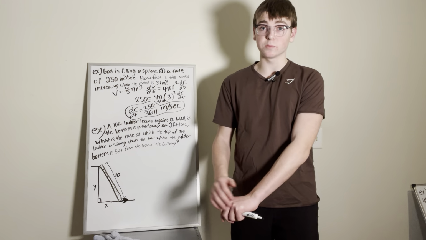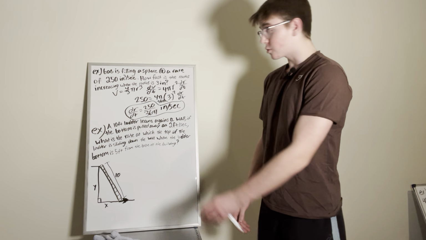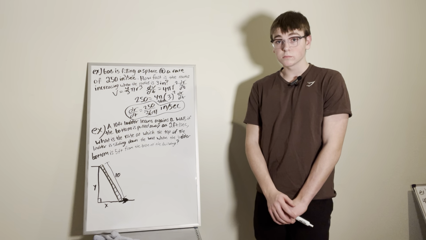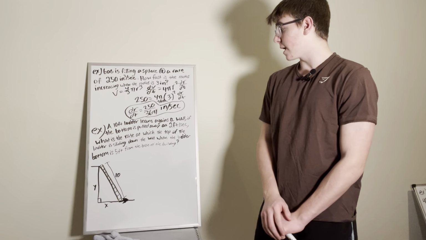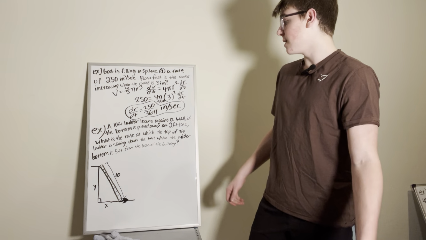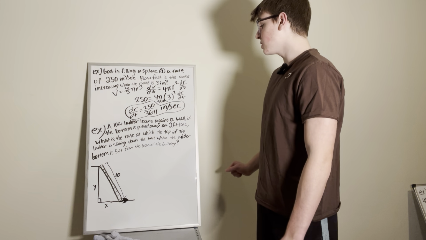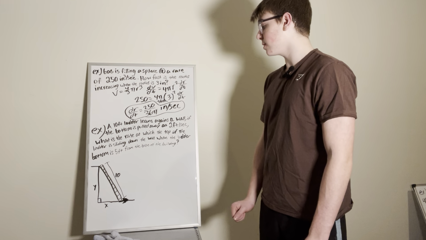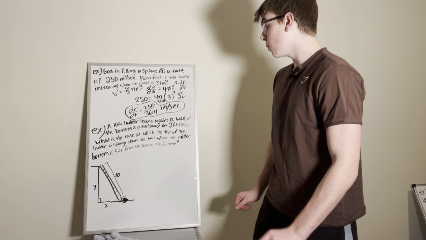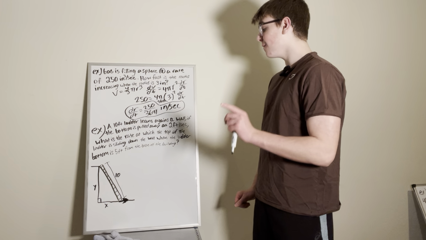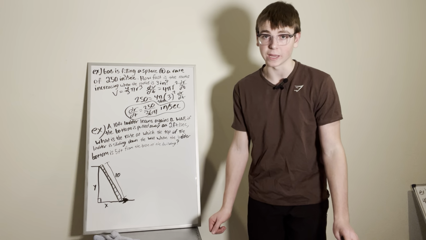Okay, finally, the hard problem. This is one that will stump a lot of people. Try it if you dare. A 10-foot ladder leans against a wall. If the bottom is pulled away at 2 feet per second, what is the rate at which the top of the ladder is sliding down the wall when the ladder bottom is 5 feet from the base of the building?